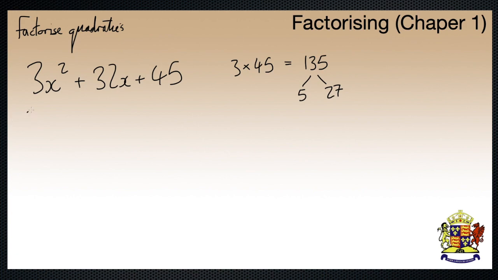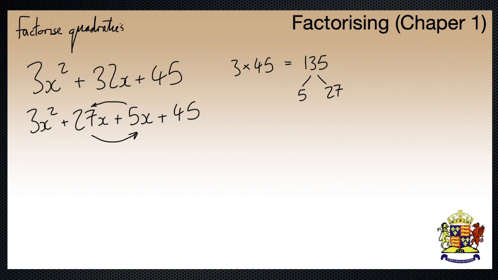Okay, so what we're going to do is expand our middle term. Our middle term is going to become 27x plus 5x plus 45. By the way, it doesn't actually matter which way round you write these two. If you write 3x squared plus 5x plus 27x plus 45, it doesn't actually matter. You'll always end up with the right answer. So don't feel like you need to make a decision here which is going to affect your answer. I usually put the bigger number first. Don't know why, it's just habit, but it doesn't really matter which way around you write them.